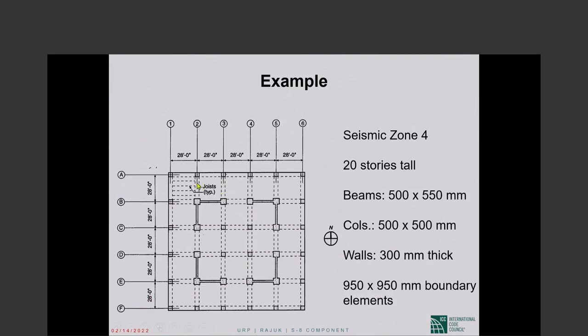So this beam is coming into the shear wall. What is the question? If the beam width is greater than the shear wall width, then how will the beam rebar be continued into the shear wall? I see. I see.